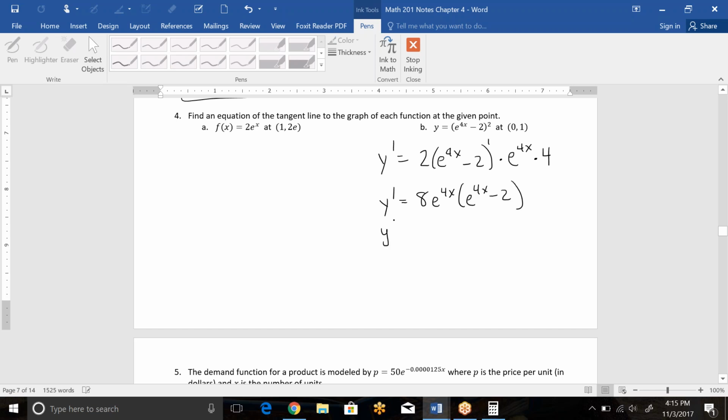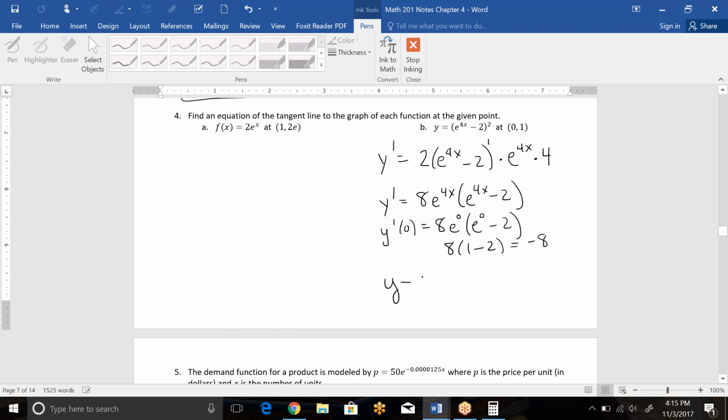Now we're going to plug in 0 to get our slope of our tangent at that point. So that becomes e to the 0, because anything times 0 is 0. This is also e to the 0, because 4 times 0 is 0. And then this would be e to the 0 is 1. So this would be 8, and then this would be 1 minus 2. So I'm getting negative 8 overall. Now that's our slope.